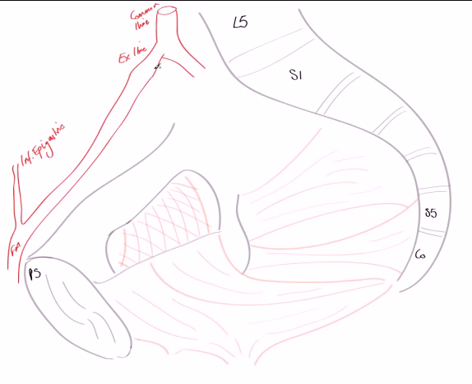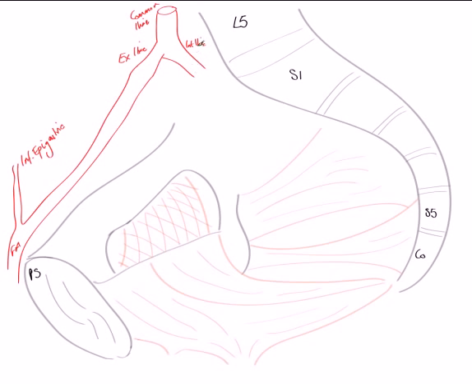So common iliac splits into two, external iliac and the internal iliac. The external iliac runs towards the lower limb, where it becomes the femoral artery once it passes under the inguinal ligament, and before it goes under the inguinal ligament, it gives rise to the inferior epigastric artery.